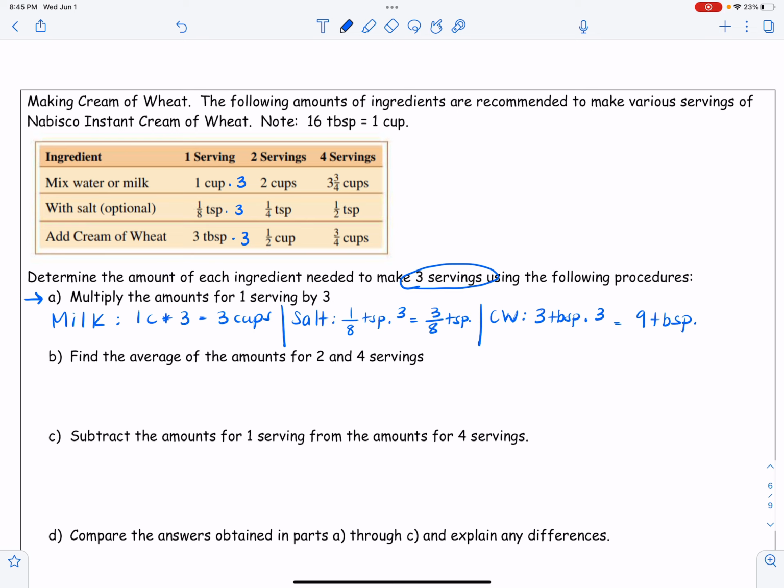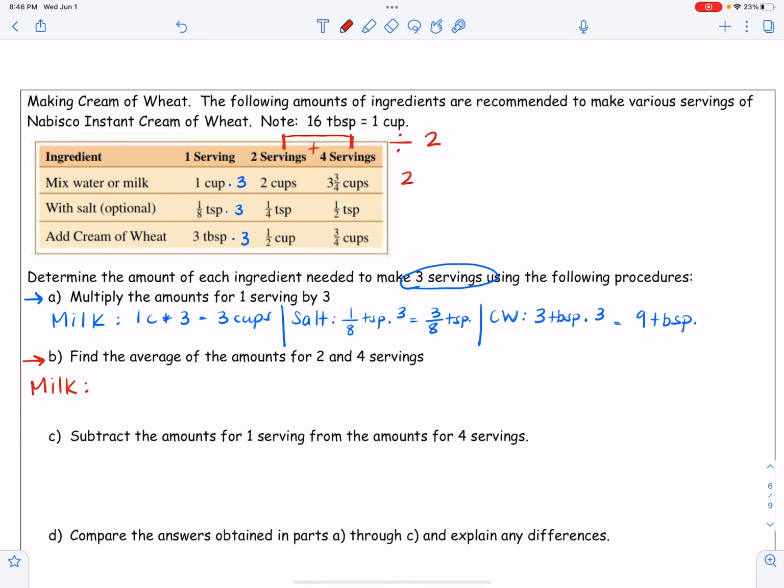All right, so another way to get 3 is to average 2 and 4. That's what we're going to do in the second part here. So now we're going to take what happens for 2 servings, add what happens for 4 servings, and then the way that you average, you take the sum and you divide by 2. All right, so let's start with the amount of milk. I need to add first.